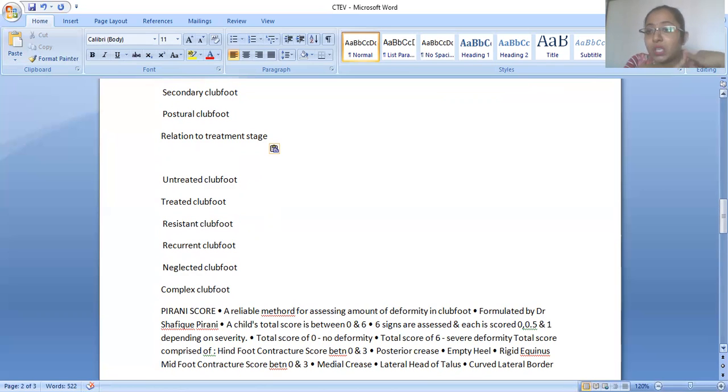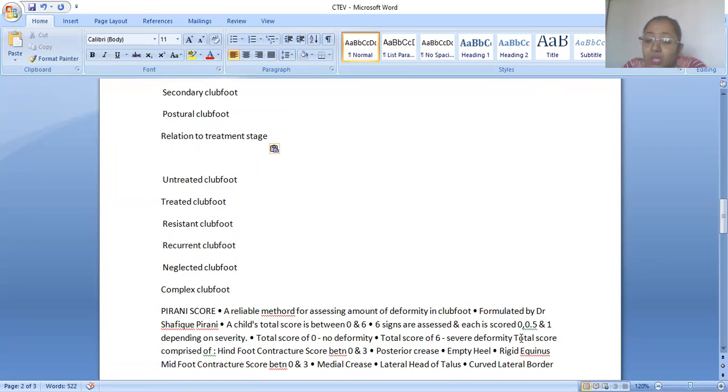It's the Pirani score. There is a score which we use to measure the severity of the CTEV. So what is the Pirani score? It's a reliable method for assessing the amount of deformity in the clubfoot. The process was formulated by Dr. Shafiq Pirani. A child's total score here is between 0 and 6. There are 6 signs that are assessed, and each is scored 0, 0.5, or 1. So depending on the severity, a total score of 0 is no deformity, and a total score of 6 will be the severe deformity.